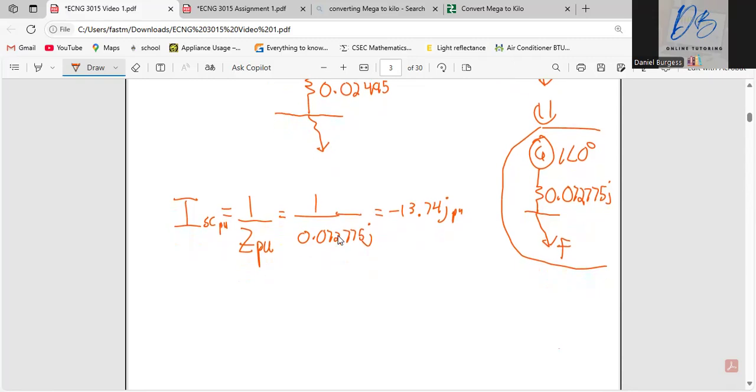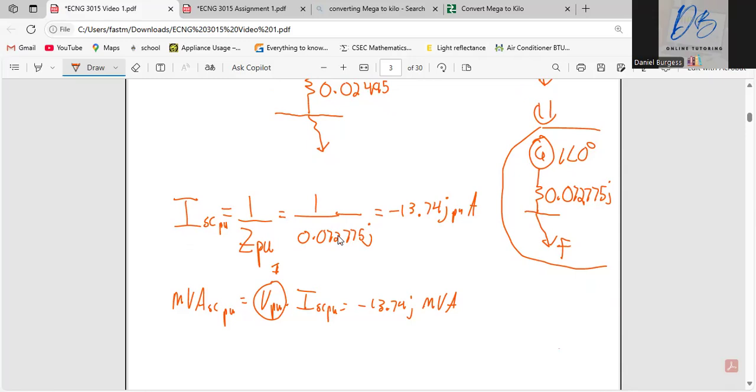Cool. And the next one is your MVA short circuit per unit, which is basically V per unit multiplied by I short circuit per unit, and V per unit is 1. So in this case, your MVA short circuit is your I short circuit. This is always 1, at least for this course. So your MVA short circuit per unit will be I short circuit. So therefore, this is negative 13.74 J MVA. This will be amps.